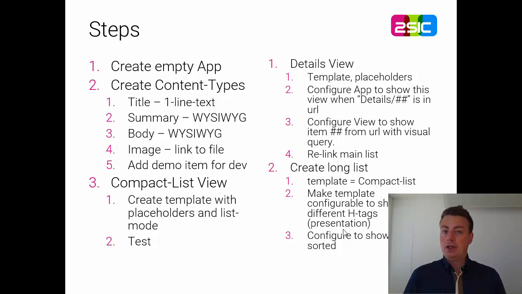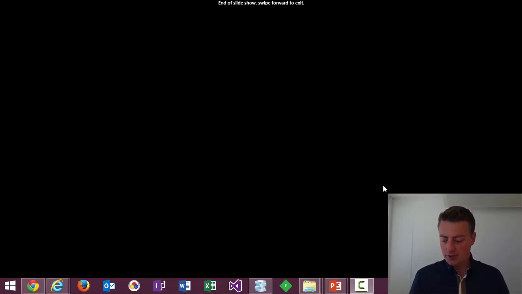We're just going to add some configuration to it so that the user, the content editor, can choose some display things and say, well, this is the compact view and it has an H2 in the title, or it's the long view and it has an H1 in the title. So very simple things, but things that are very common when you create apps. So let's just get started.